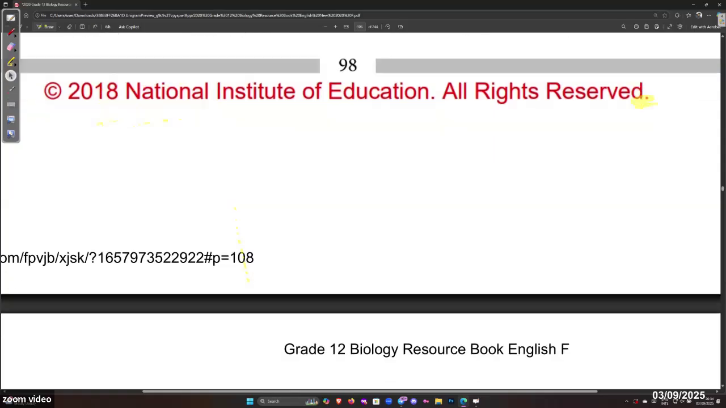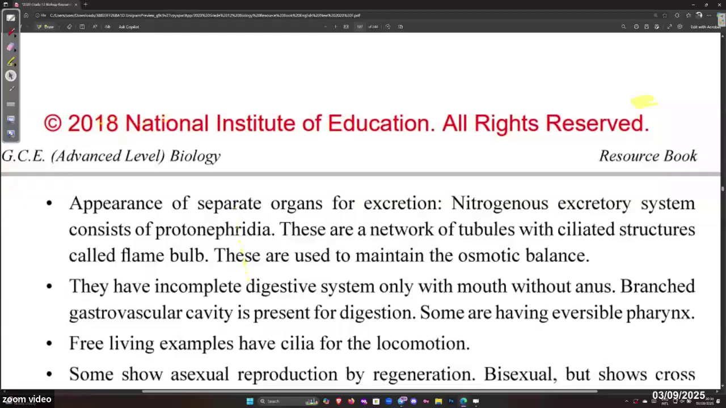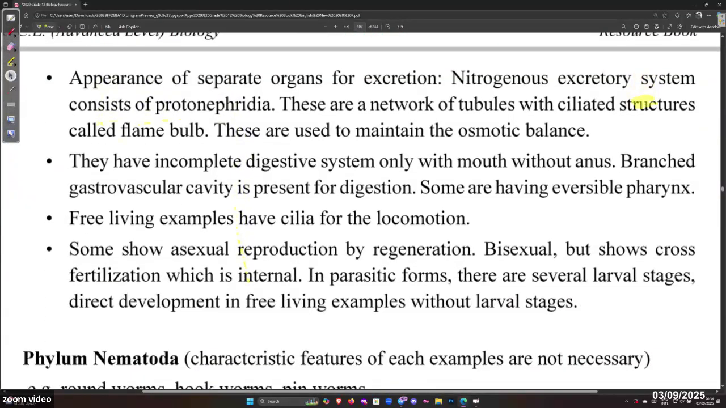And then check this: appearance of separate organs for excretion. The nitrogenous excretory system consists of protonephridia. Highlight that, people, protonephridia, a special tube-like system attached to the flame bulb, used to maintain osmotic balance too. Incomplete digestive system. Some have a reversible pharynx. This is important, I forgot to mention that: free-living forms have cilia for locomotion.